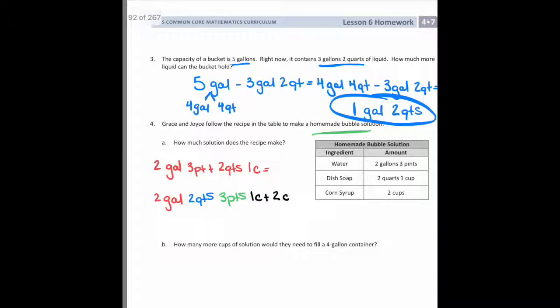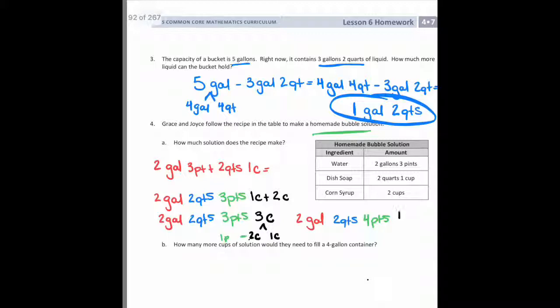So altogether, I end up with 2 gallons, 2 quarts, 3 pints, and 3 cups. Now, I could leave my answer like that, but a lot of those things could be converted into another measurement. Well, we know that 3 cups can be split into 2 cups and 1 cup, and 2 cups is the same thing as an additional pint. So I could rewrite this as 2 gallons, 2 quarts, 4 pints, and 1 cup. So that's what we'll do first, because that 2 cups will give me an extra pint.